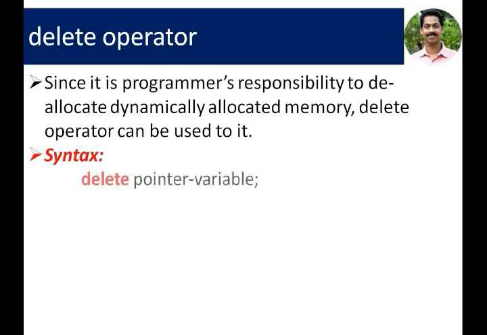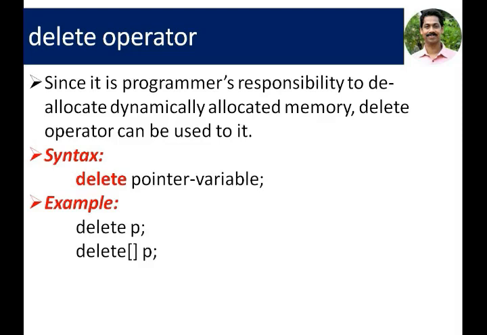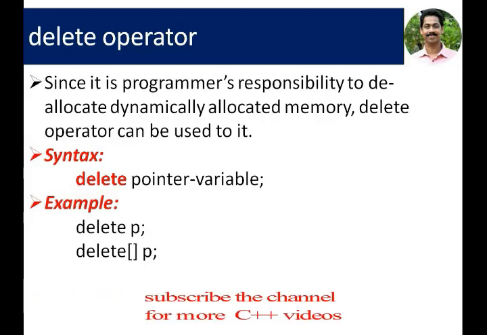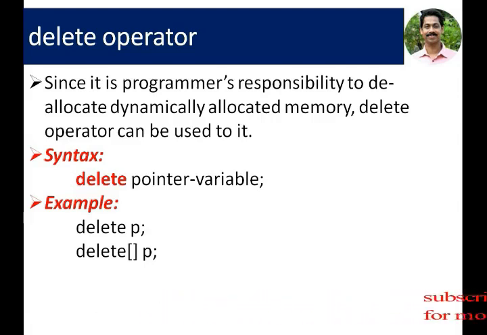The syntax is very simple: delete followed by pointer variable. The pointer variable must be a variable which was allocated using the new operator earlier. Example, the first one is delete p. p is a pointer to an ordinary variable. delete[] p means p is a pointer variable to an array. So a set of consecutive memory locations are assigned to this pointer variable. This delete operator frees all these memory locations to the OS.